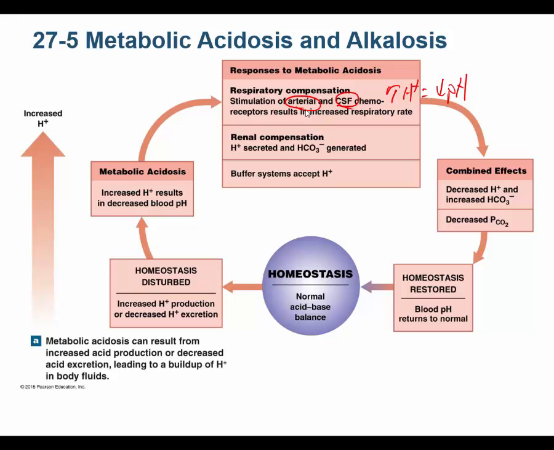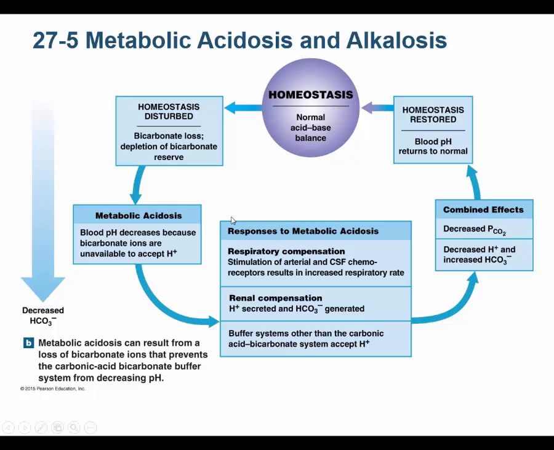They detect the high protons or low pH, and they send a signal to the diaphragm. They say increase respiratory rate. You blow off the CO2. You decrease CO2. That returns your pH to normal. Additionally, my kidneys will compensate. I'll secrete more protons, and I'll retain more bicarb, and that'll bring my pH back to normal. So that's my responses to metabolic acidosis.